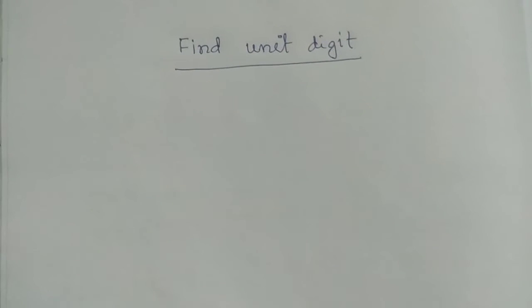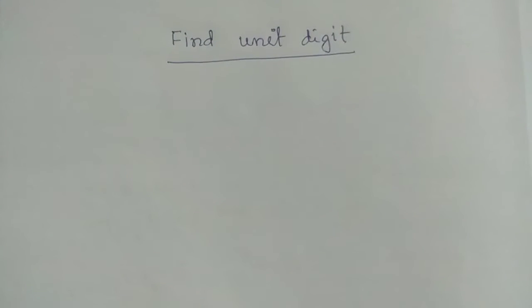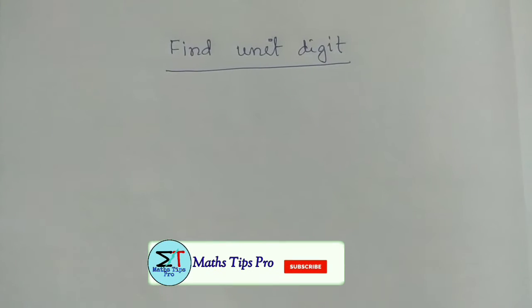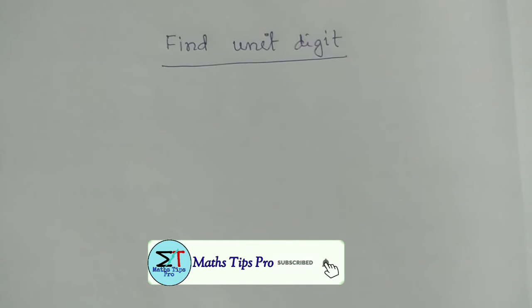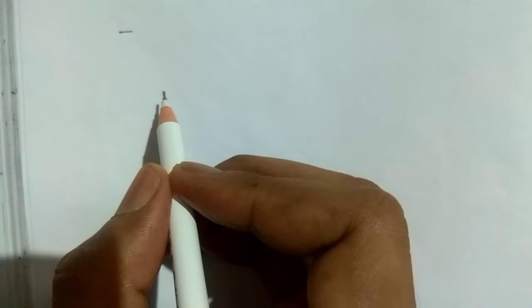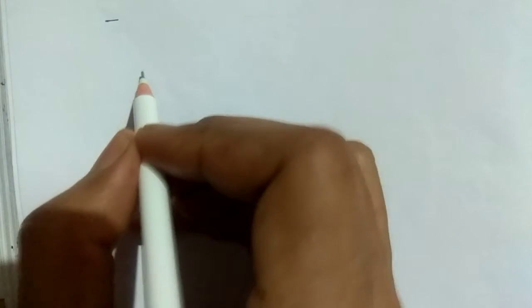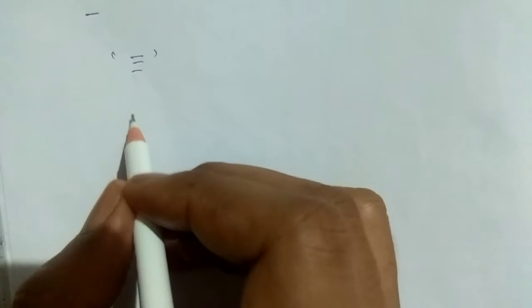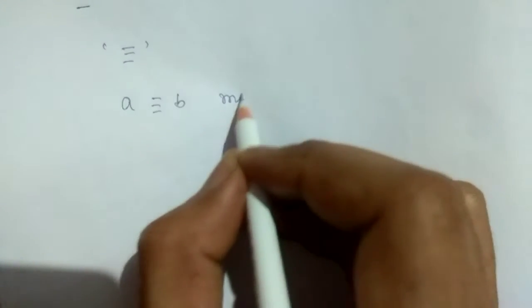Hello, in this video we will learn how to find the unit digit of a number. For this we have to know what congruence is and its properties. Now we define a congruence relation. This is the congruence symbol. Now we define a congruence to be mod n.